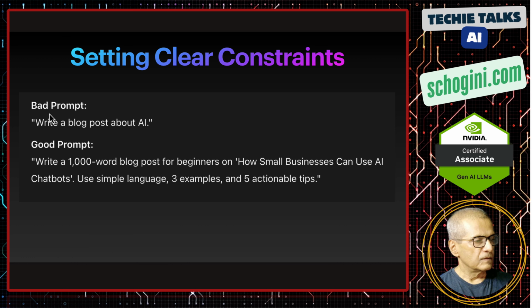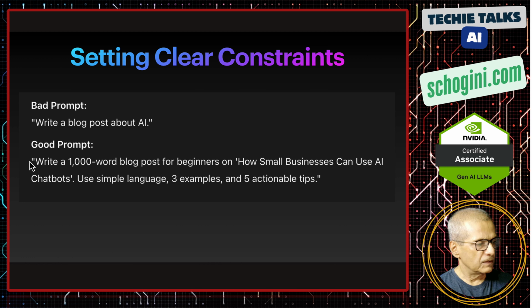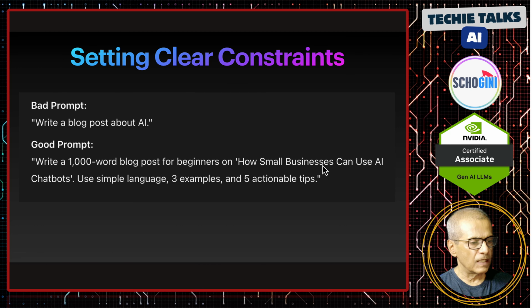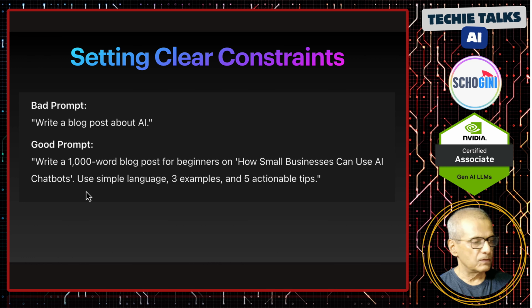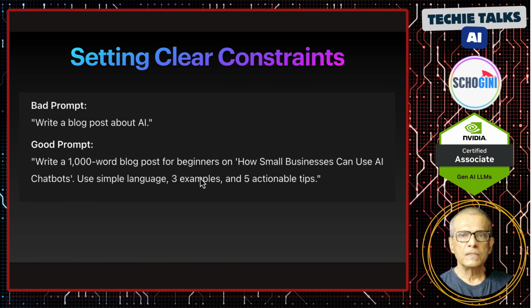Next, setting clear constraints. Bad one, write a blog post about AI. A good prompt is, write a 1000-word blog post for beginners on how small businesses can use AI chatbots. Use simple language, 3 examples, and 5 actionable tips.